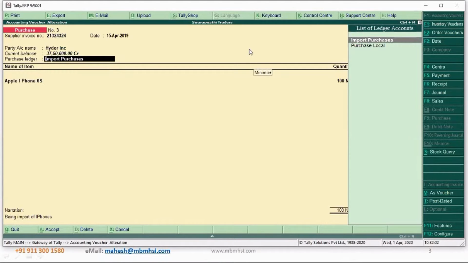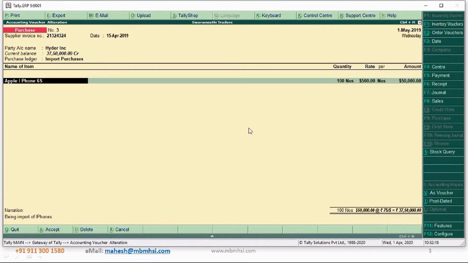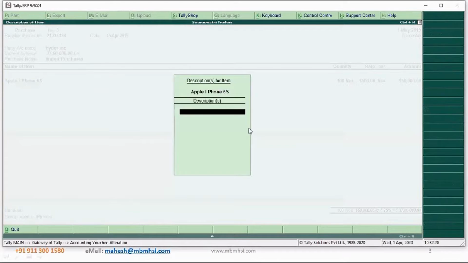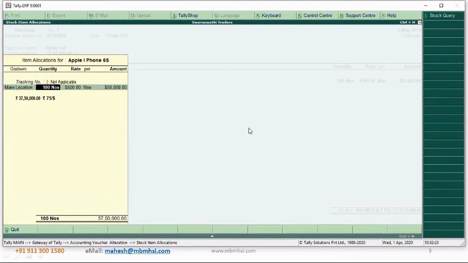Yogesh Nayak is asking, can you show using the double entry system? Yes, we will do that, sir. Just wait, we will do that. So import purchases is the purchase ledger. Then I'm selecting the item and giving the quantity. Quantity is normal, whether it is 100 numbers, 100 pieces, 100 liters, 100 kgs, whatever unit of measure you have selected. Then in the rate, you are supposed to give the symbol of the currency in which you are purchasing.